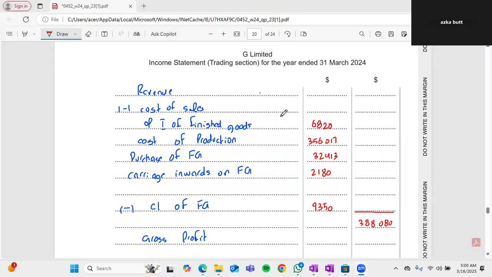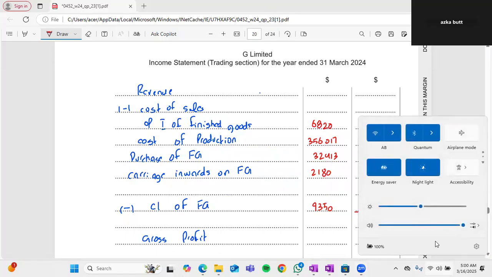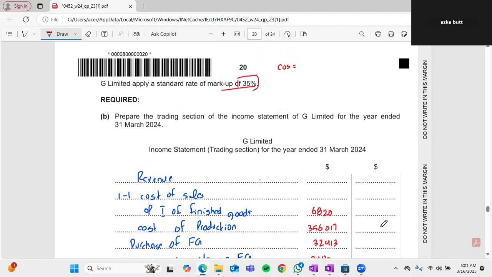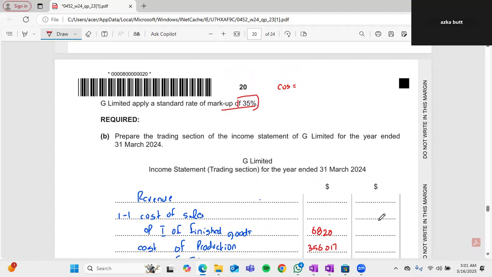If you want to find out the revenue, first of all you have to find out the cost of goods sold. As you can see, I have written the opening inventory of finished goods, cost of production, purchase of finished goods, carriage inwards on finished goods, and I deducted the closing inventory of finished goods. So I got the cost of sales, which is 3,88,080. Using this, we can easily find out the figure for revenue.